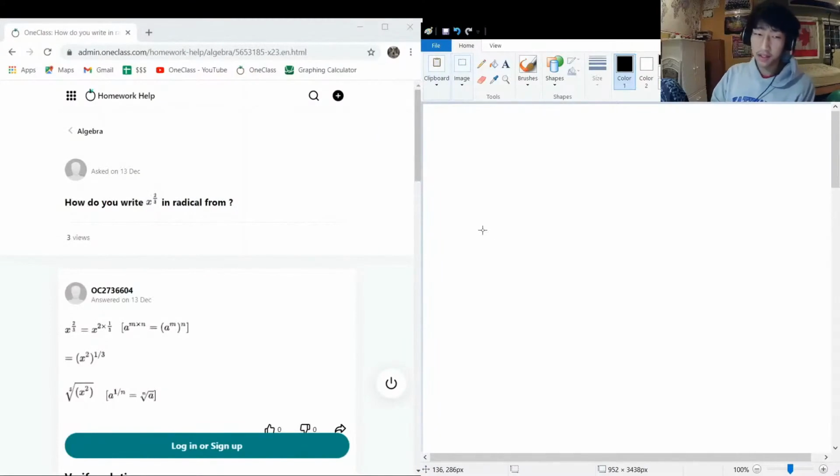Okay, so the next question that we got on the menu today is asking us, how do we write x to the power of 2 over 3? I'll write that a little bit larger because I imagine that could be a little bit difficult to see. x to the power of 2/3 in radical form.